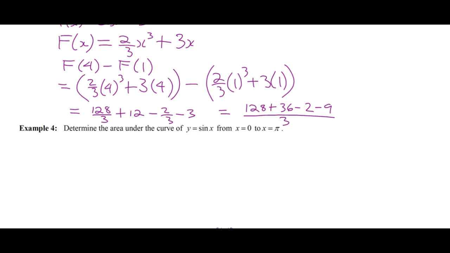So I give it a denominator of 3, just take the 12, write it as 36 over 3, and take the minus 3, that'll be minus 9 over 3. And what do we get? We could do 117, 123, 153 over 3, which actually divides out. It gives us 51 square units. So we have 51 square units.